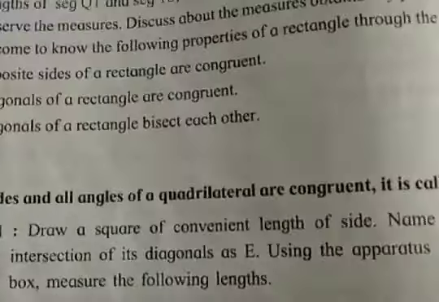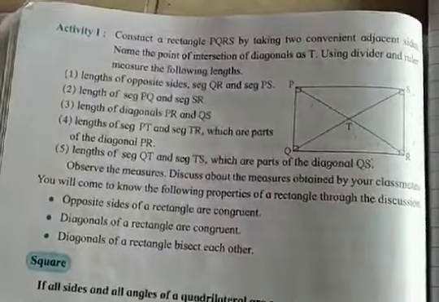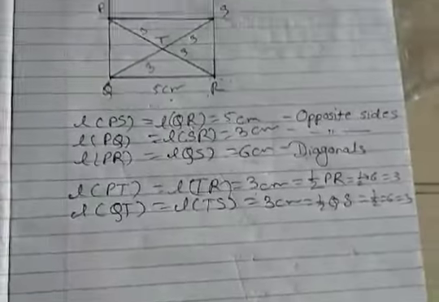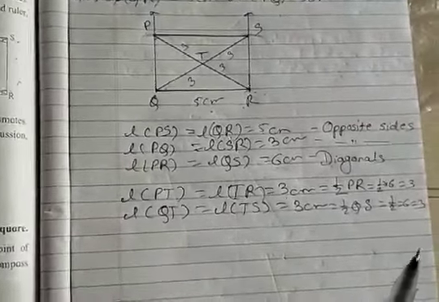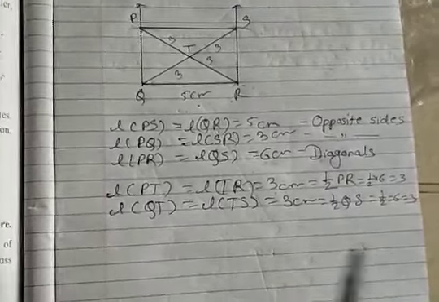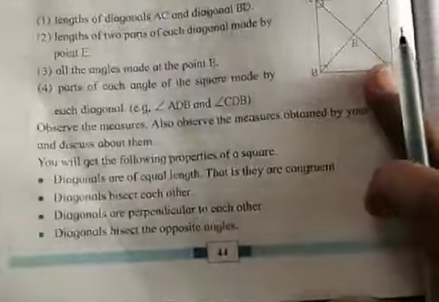each other. So these are the properties we understood from this example, and from the activity also I showed you how the properties are there. So according to these properties given in our textbook, these are the properties of a rectangle. Then we will see the properties of a square.